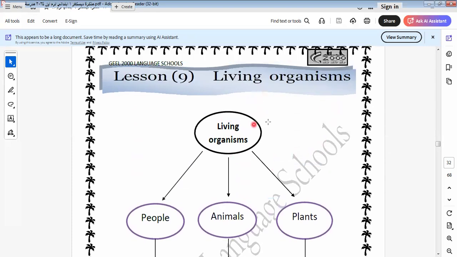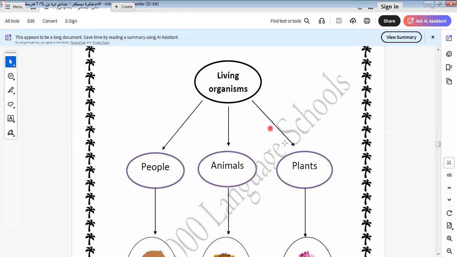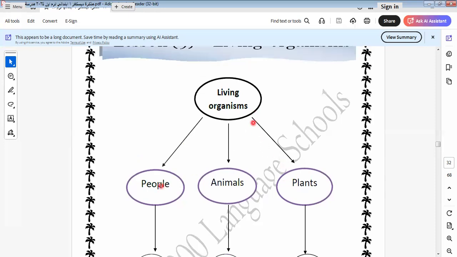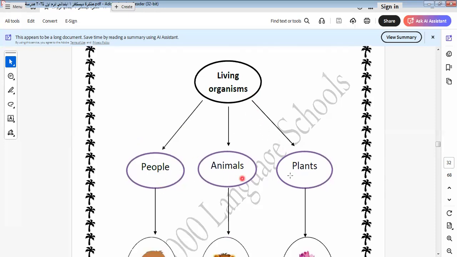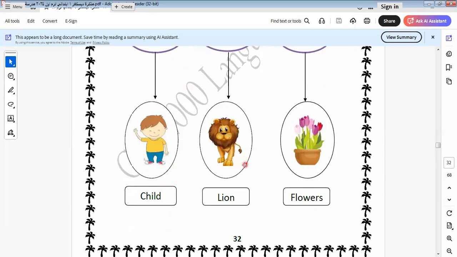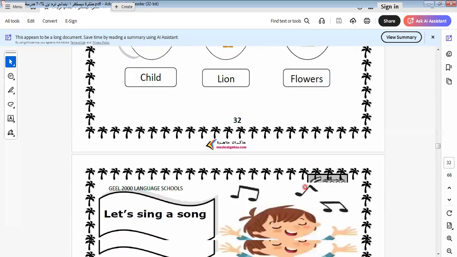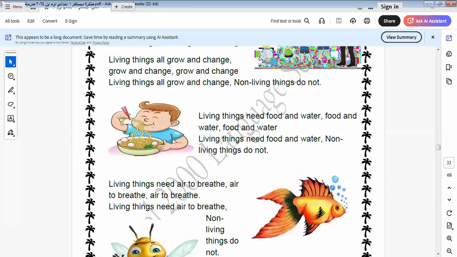As we know, living organisms means what? Means the organisms that can breathe, move, eat, and reproduce, can have babies. Okay, let's do this exercise. In living organisms, we have people, animals, and plants. People, like children. Animals, like a lion, a cat, and so on. Plants, like flowers.